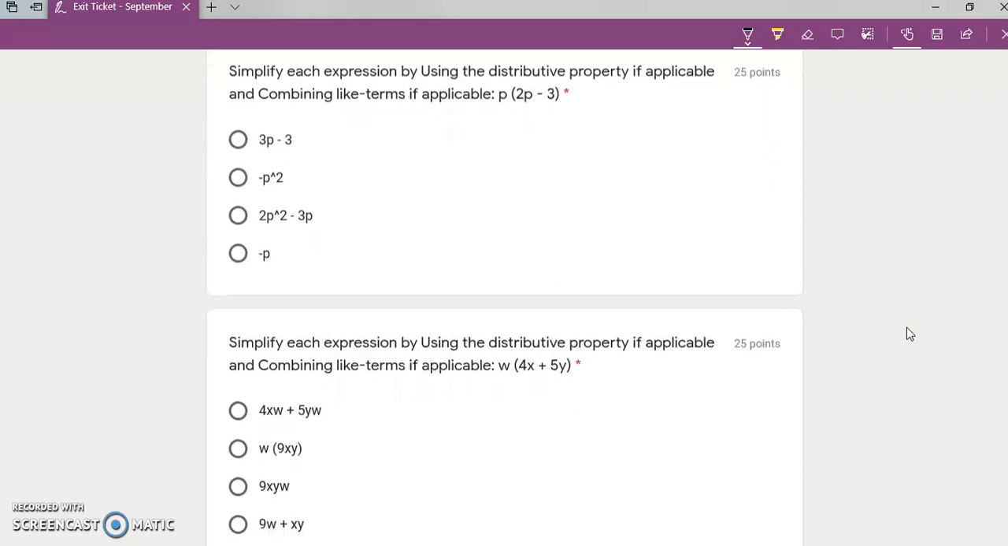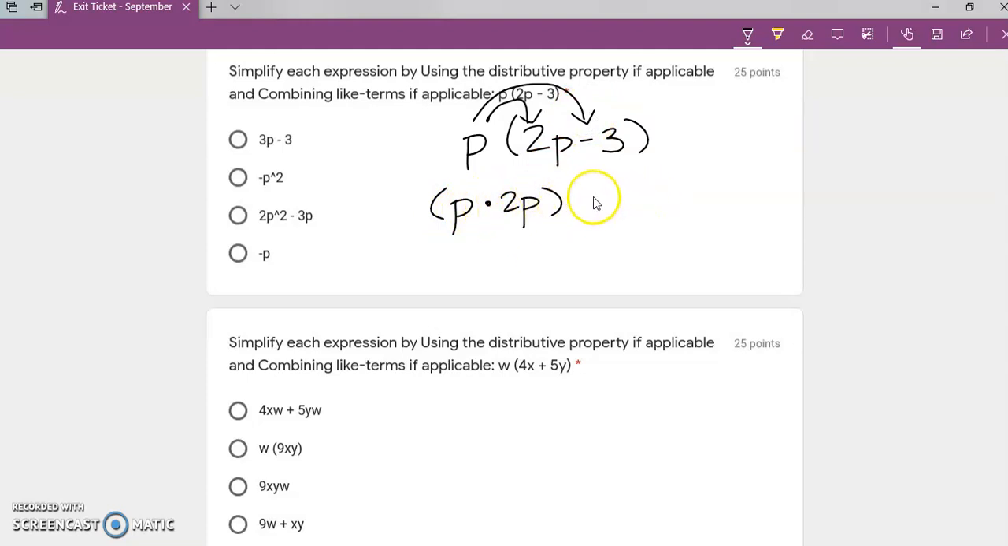Okay, the next one right here, p is on the outside and being multiplied by 2p minus 3. I have to use the distributive property, so the first term, p multiplied by 2p, and then p multiplied by negative 3. So p multiplied by 2p, and then minus p multiplied by 3. And again, the negative, I move it down right here, and then now I can go ahead and work the problem. So p times 2p is 2p squared, or 2p to the second power. P times 3 is 3p.